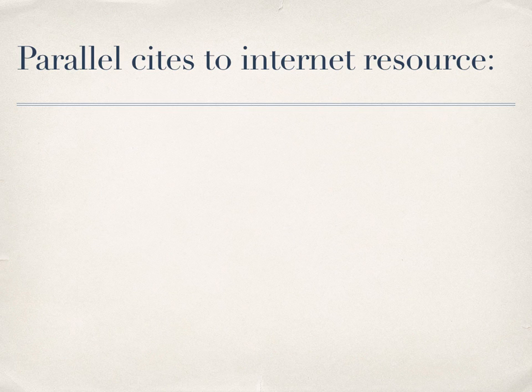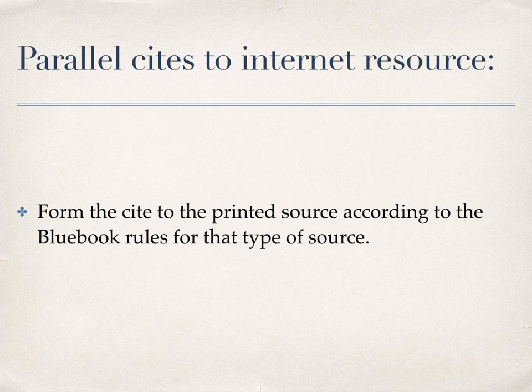Another time you might find it helpful to provide an internet site would be to provide a parallel site to the internet resource. How do you do this? Well, you form the site to the printed source according to the Bluebook rules for that type of source. If it's a book, follow the rules for a book. If it's a periodical, follow those rules. If it's a case, follow Rule 10. Once you've formatted that citation, you simply add a comma and the web address.